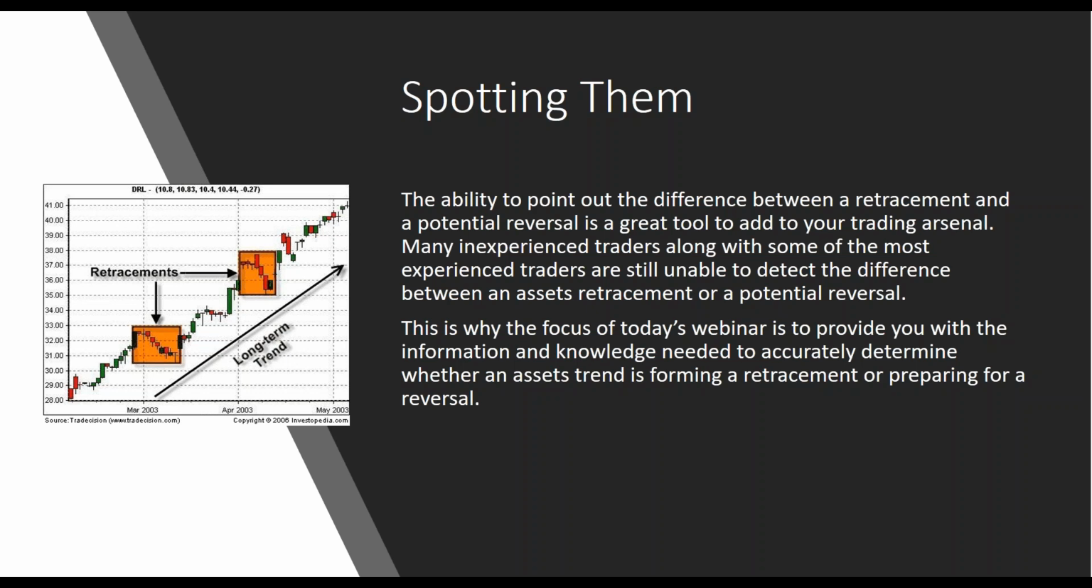Many inexperienced traders, along with some of the most experienced traders, are still unable to detect the difference between an asset's retracement or a potential reversal. And that can turn winning trades into small profits and magnified losing trades, because what most traders find is that markets don't move in a straight line. Traders would like the markets to move just like that in this long straight uptrend, but they don't. Markets push and surge, push and surge. They move in peaks and valleys.